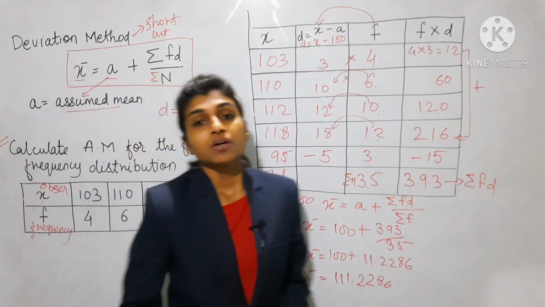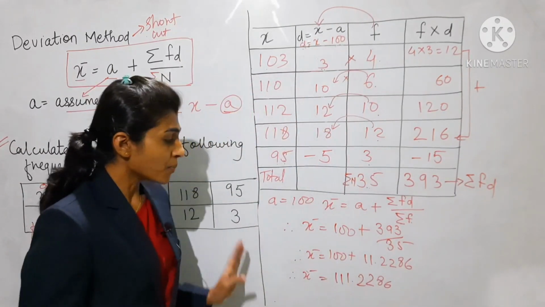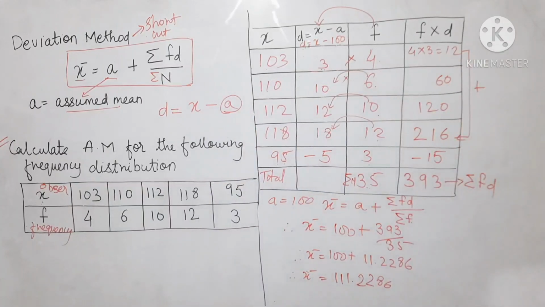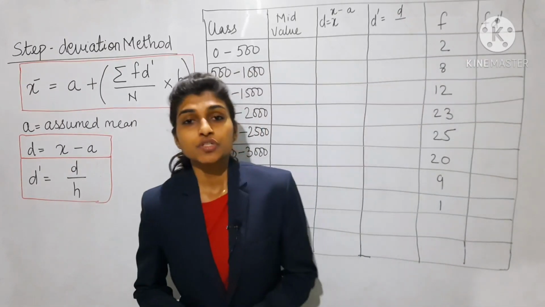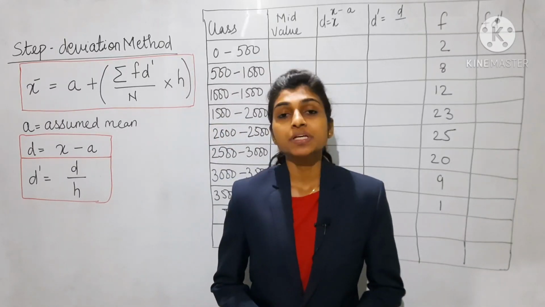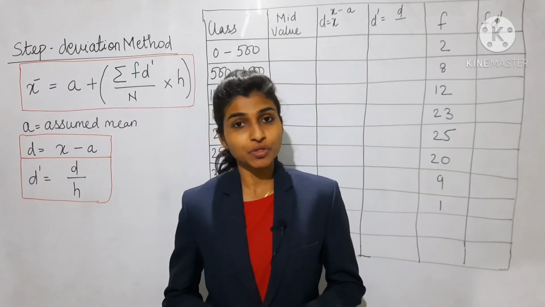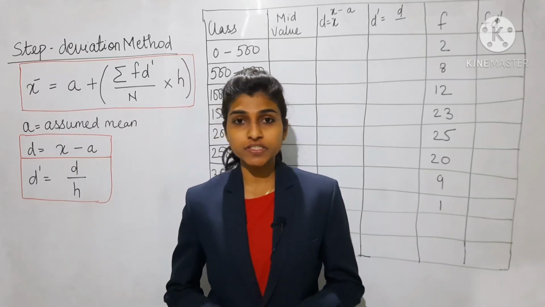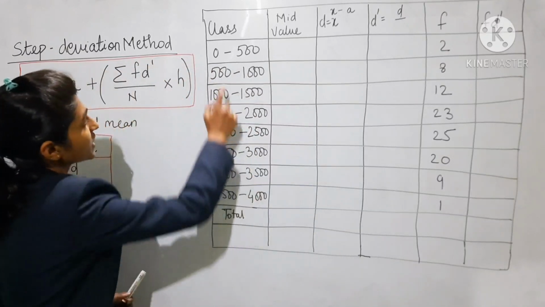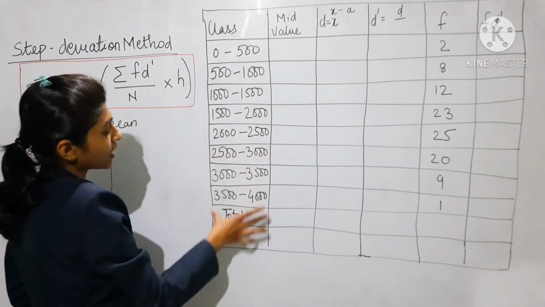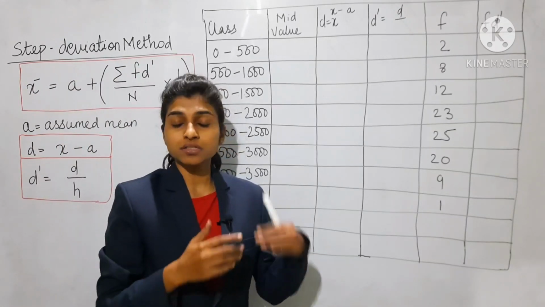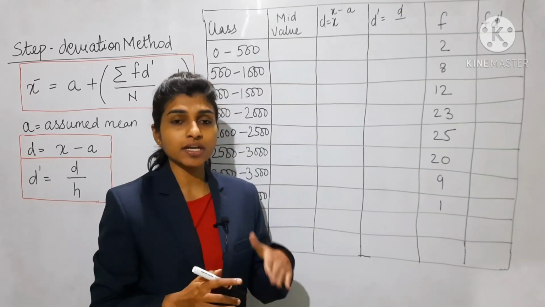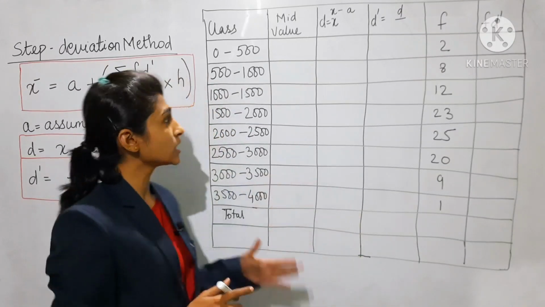Now next we'll see the step deviation method. By this time, copy down this example. Okay, so we'll move to the step deviation method. The step deviation method comes under the continuous method, that is, continuous data. Continuous data is when the classes are continuous. Under grouped data there is discrete data and continuous data. Discrete data we have already studied. Now we'll see continuous data.